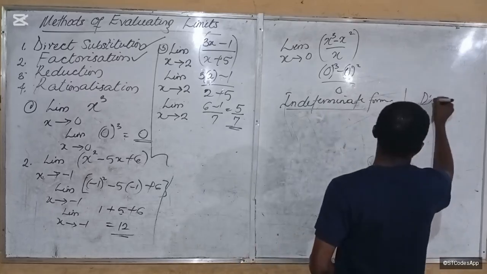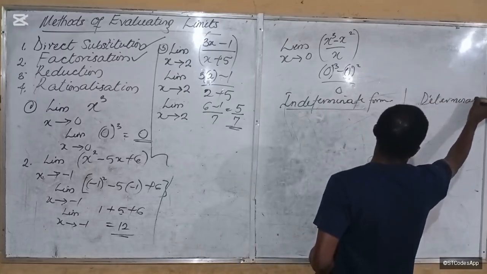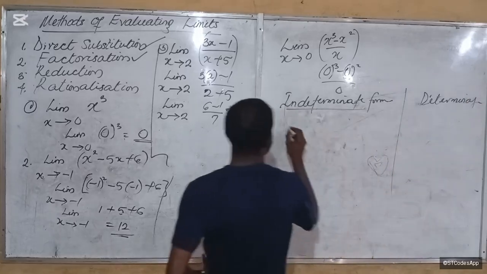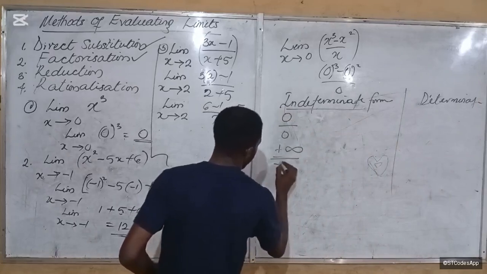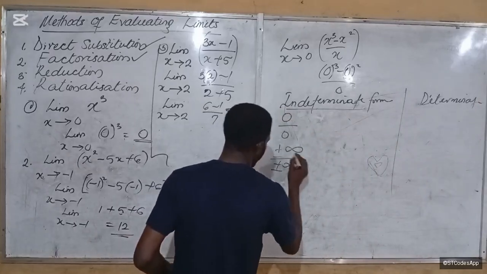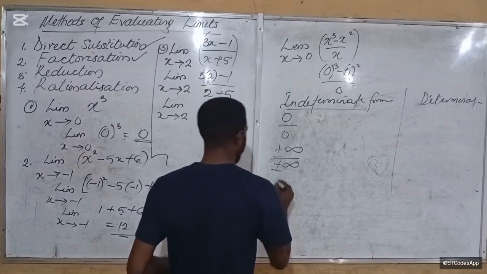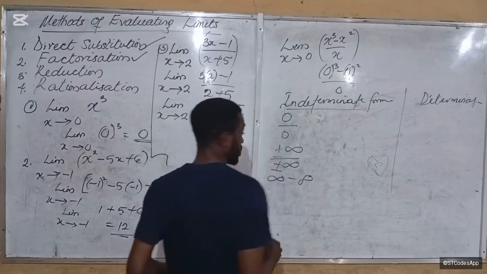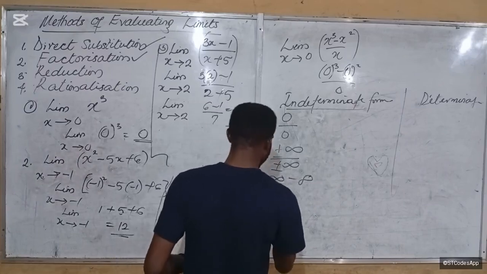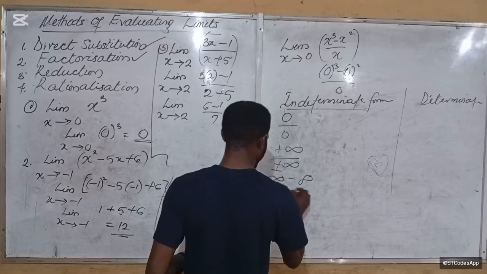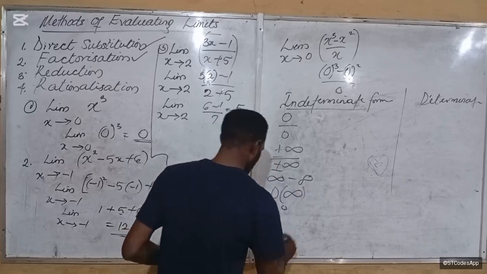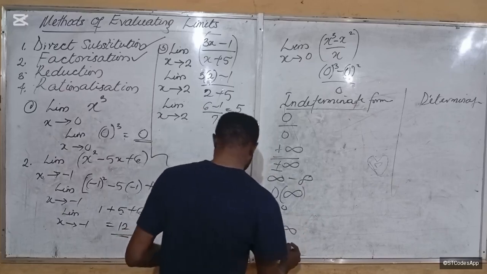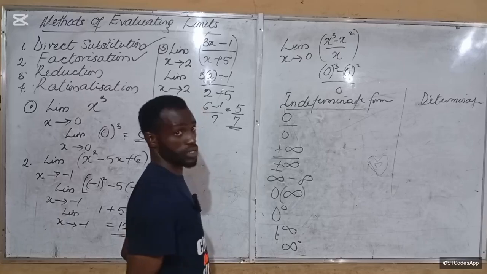Then these ones are determinate. Determinate forms. Indeterminate form includes 0 over 0, plus or minus infinity over plus or minus infinity. Then we now have infinity minus infinity is indeterminate. We have 0 raised to power, or 0 times infinity, is indeterminate. 0 raised to power 0 is indeterminate. 1 raised to power infinity is indeterminate. And infinity raised to power 0 is indeterminate.